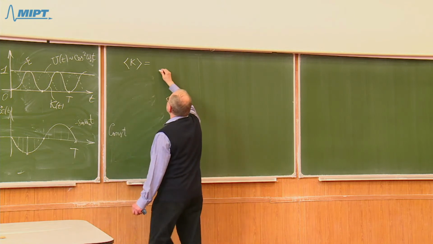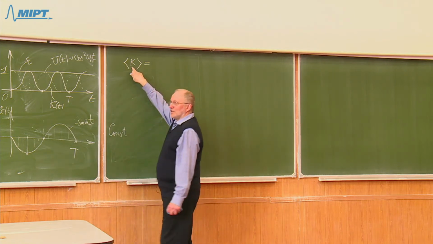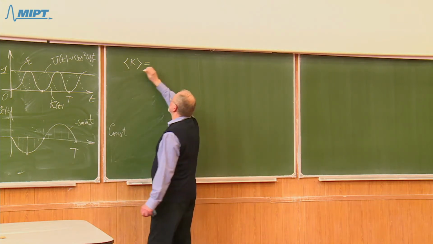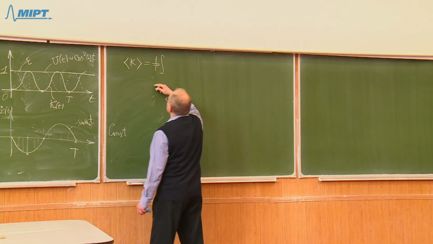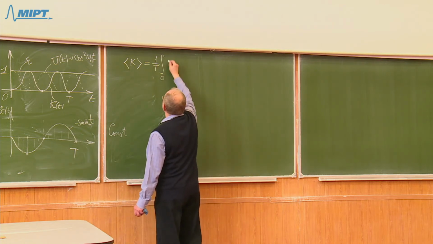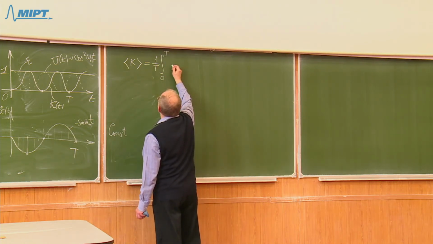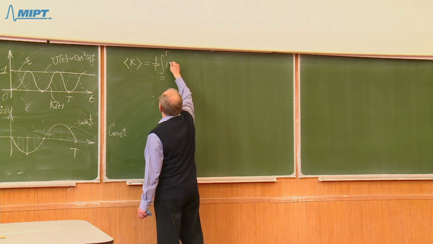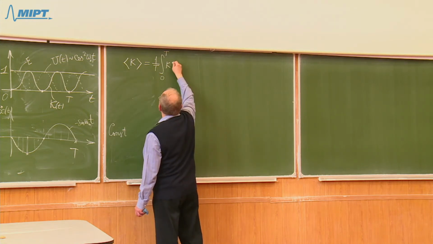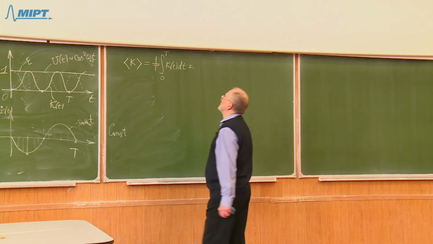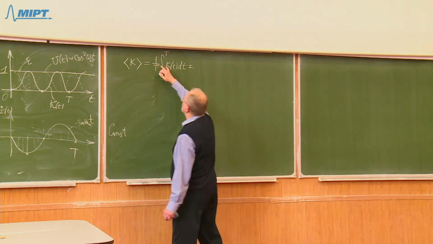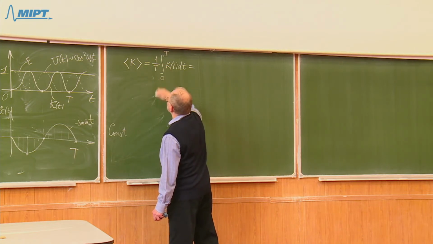The average kinetic energy, or the average value of any function, is defined in this way. That is 1 over the period, if this function is periodic, integral from 0 to the period, of the function k as a function of time, dt. That is the definition of the time average of any function.